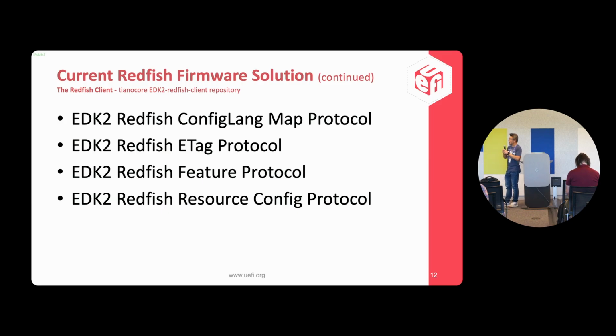There's a slide page showing the mapping. And the ETAG protocol is to check whether the content on the web service has changed or not. We use that ETAG to see if we have to provision the resource or we have to consume the change. So this saves some boot time. And the Redfish feature protocol is just like a dispatcher.